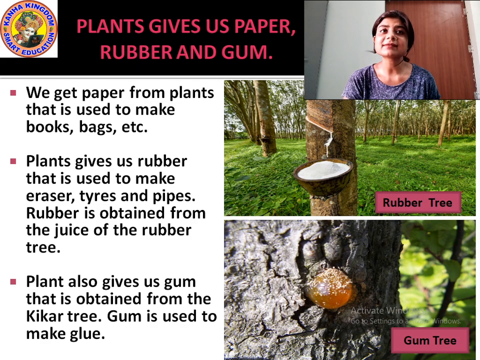Then plants give us rubber that is used to make erasers, tires and pipes. Rubber is obtained from the juice of the rubber plant, the rubber tree. Where do we obtain rubber from? Rubber is obtained from the juice of the rubber tree. Can you see the picture? The juice of the rubber tree is collected in a bowl and later on it is made into rubber, which is used to make erasers, tires, pipes, etc.